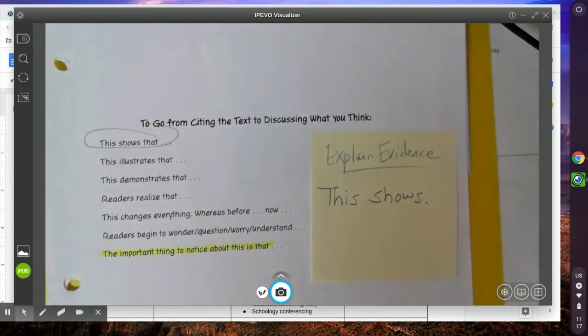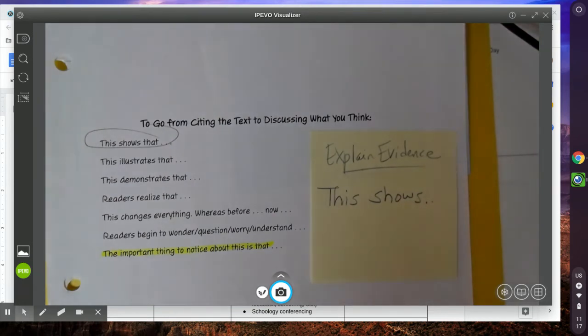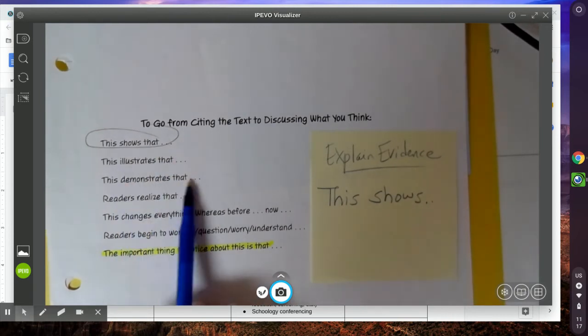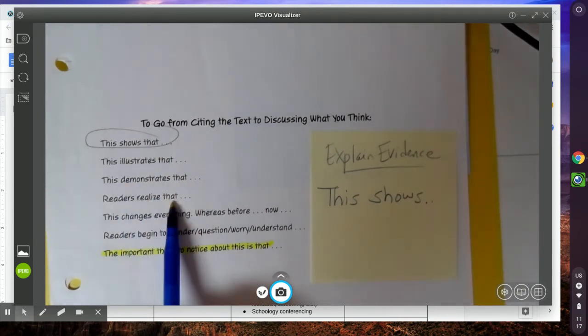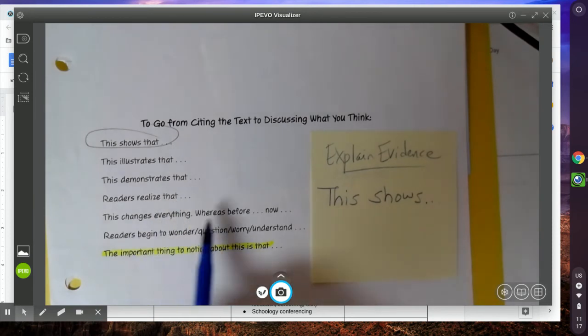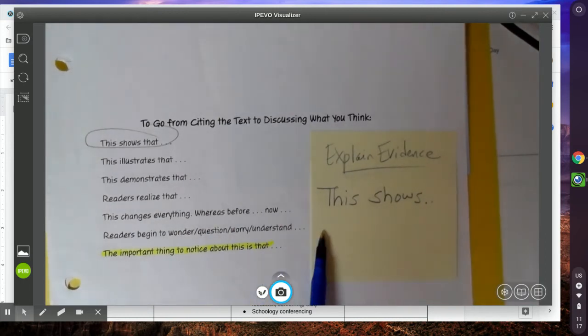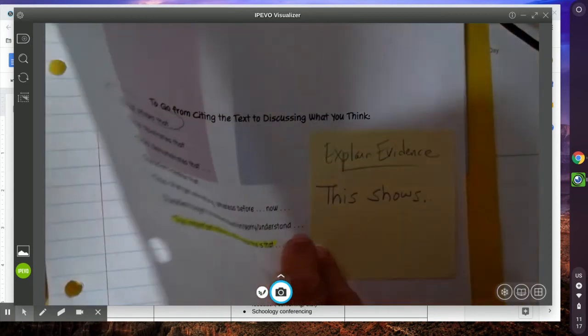You can't just insert evidence and not say why you're telling us this evidence. You have to explain it. You can't assume that everyone understands what your point is. This shows that, or this illustrates that, or this demonstrates that. Readers realize that. This changes everything, whereas before I thought this, now this. Readers begin to wonder, question, or worry, or understand, or the important thing to notice about this is that it means whatever. Okay, so now we're going to look at this in practicality.